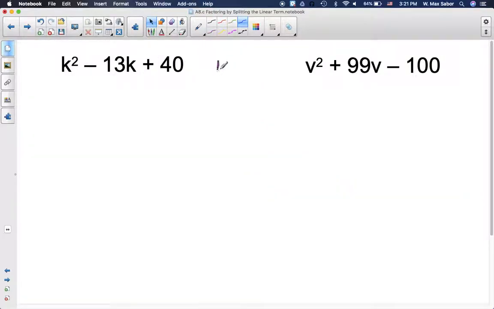Things that multiply to 40. So 1 and 40, 2 and 20, 3 doesn't work, 4 and 10, 5 and 8, 6 doesn't work, 7 doesn't work. Okay, so we're good. Now, we're looking for things that will give us negative 13.